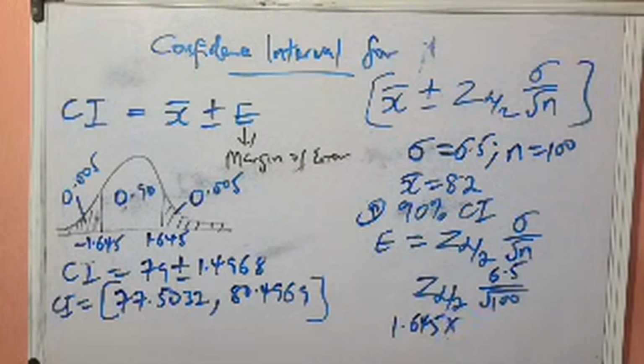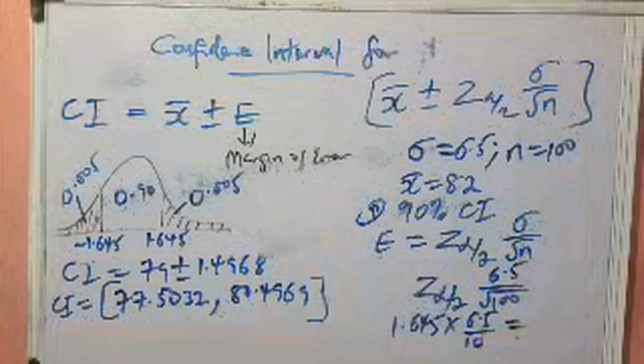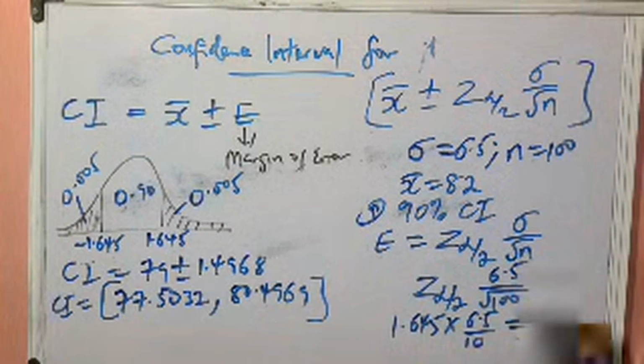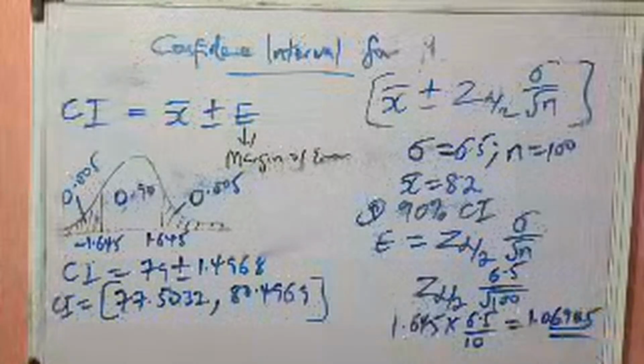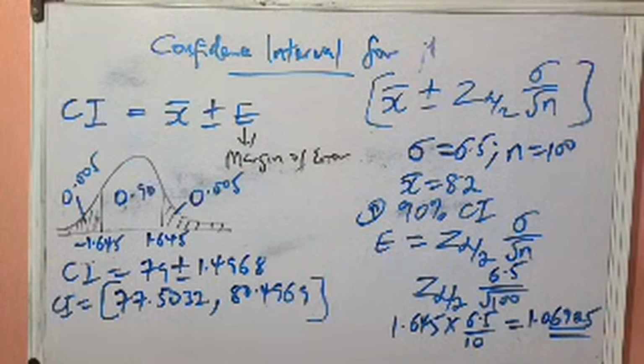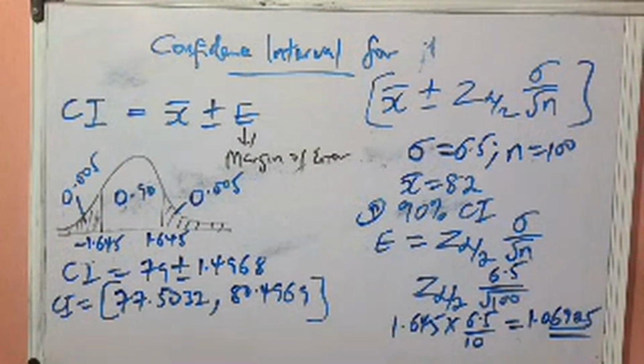So you need to go on now to have 1.645 multiplied by what you have here, that's 6.5 divided by 10. If you go on to solve all this, you should get a value of 1.06925. So this is your margin of error. How many of you got this value as your margin of error? Can you indicate in the comment section? So your margin of error for this particular question is 1.06925.